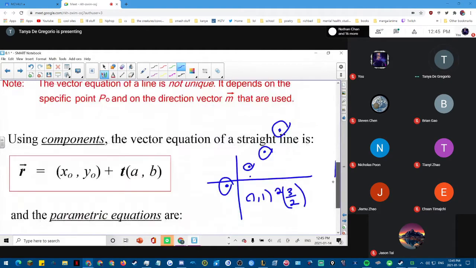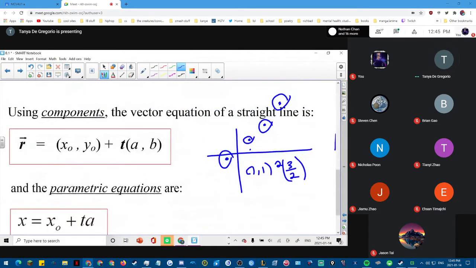Okay? Okay, good. So using components, the vector equation of a straight line is you get any point on the line, x naught, y naught. That's your point. Any point that's on the line can be used here. It is your position vector. And then we need to add a direction vector. That direction vector can be multiplied by any t, any number. Any value of t, it can be multiplied by, and you're still going to end up on that line.